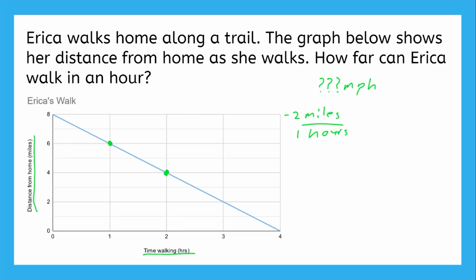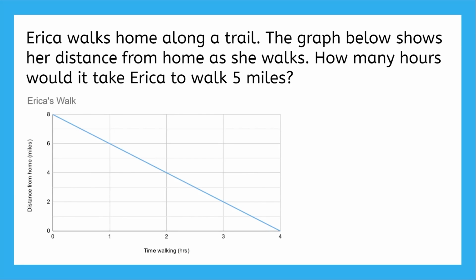Be careful though, she isn't walking -2 miles per hour. Her distance from home decreases by 2 every hour. So to answer the question, how fast is she actually walking? Well, in an hour, Erica walks 2 miles closer to home.